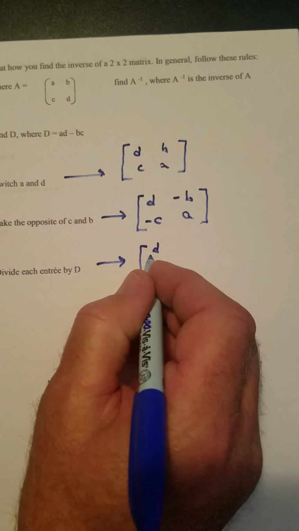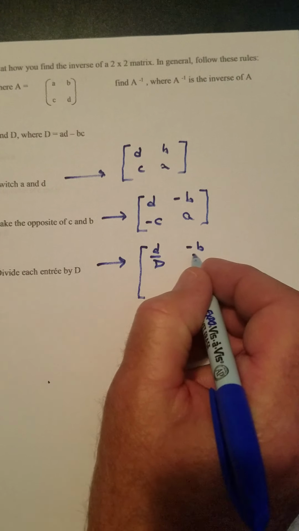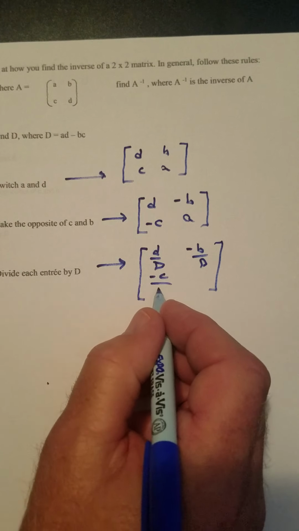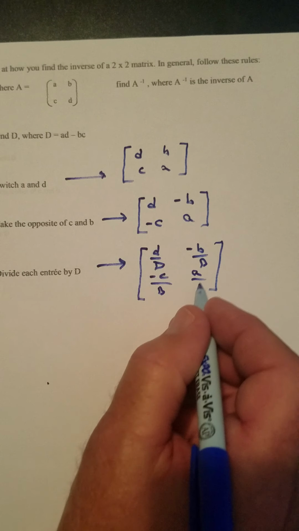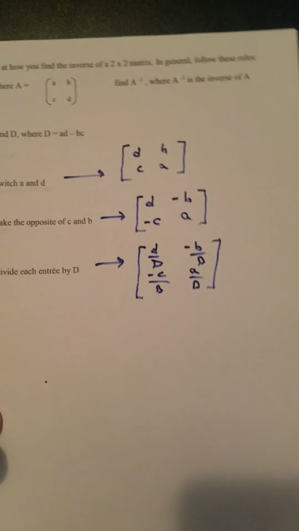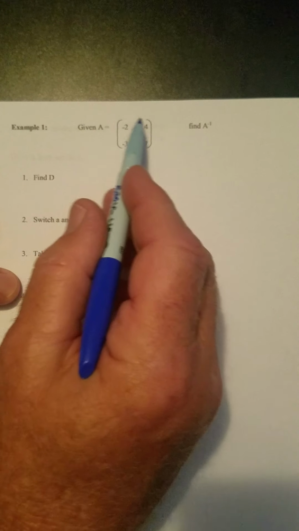So it's small d over big D, negative B over big D, negative C over big D, and A over big D. Now that may be a little bit hard to understand right now because we're talking letters. I'm going to do a couple examples where I got numbers in there, and hopefully that'll make more sense for you. And you'll see the same thing written in the book.